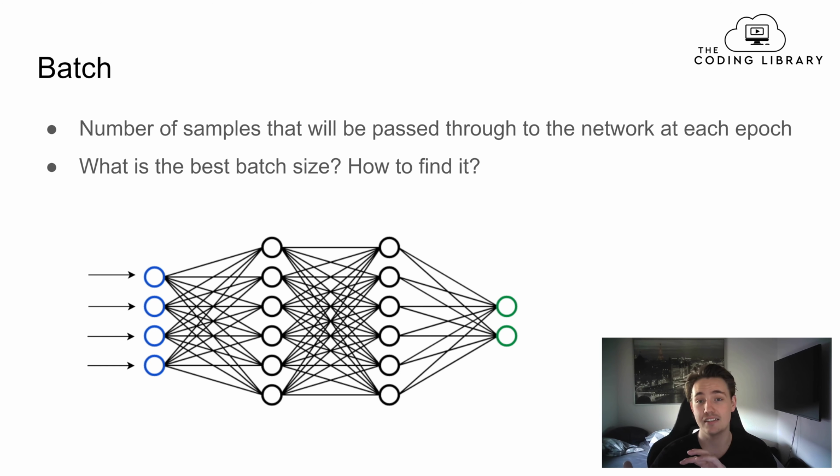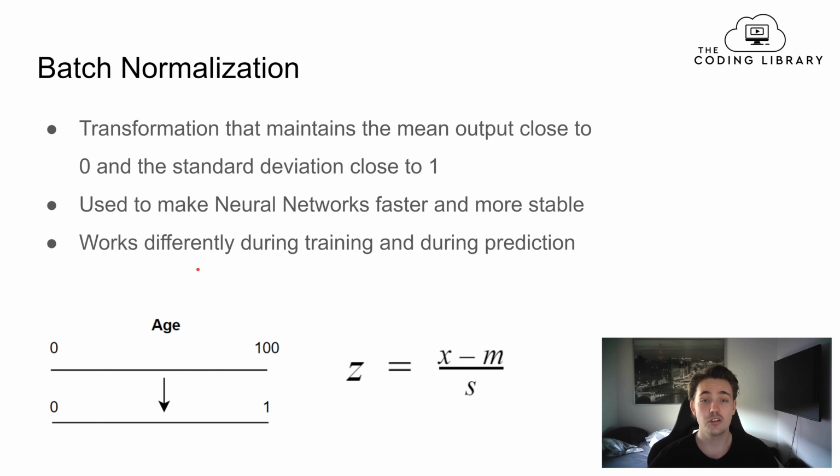When we have a batch size of 10, we pass 10 samples through our neural network. So for example, if we have a convolutional neural network or just an artificial neural network, and we're passing an image through the neural network for doing some classification or some other parameters, then we pass 10 samples through the neural network instead of just one, and do the forward propagation. After that, we do the backward propagation with 10 samples instead of only one. When we're talking about batches, we also need to talk about batch normalization. Batch normalization is a transformation that maintains the mean output close to 0 and the standard deviation of the output close to 1.